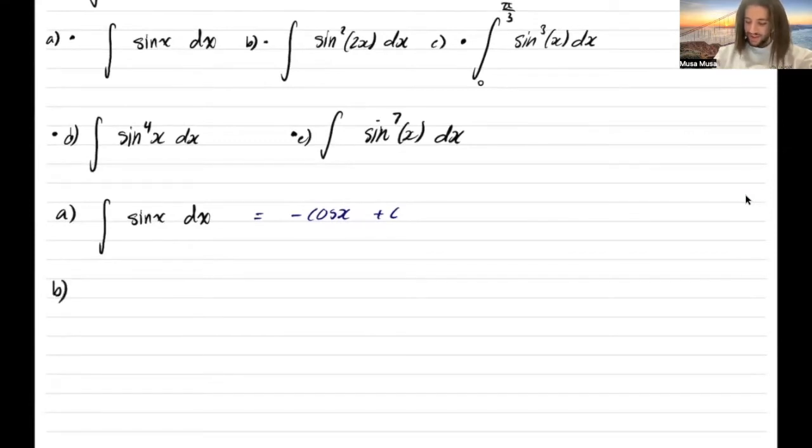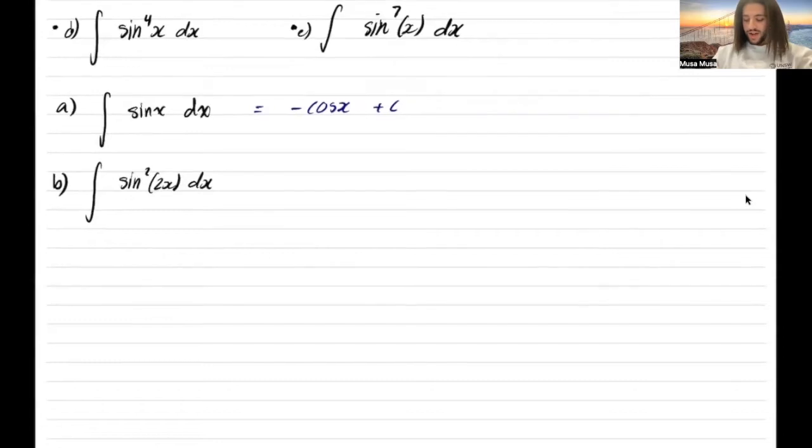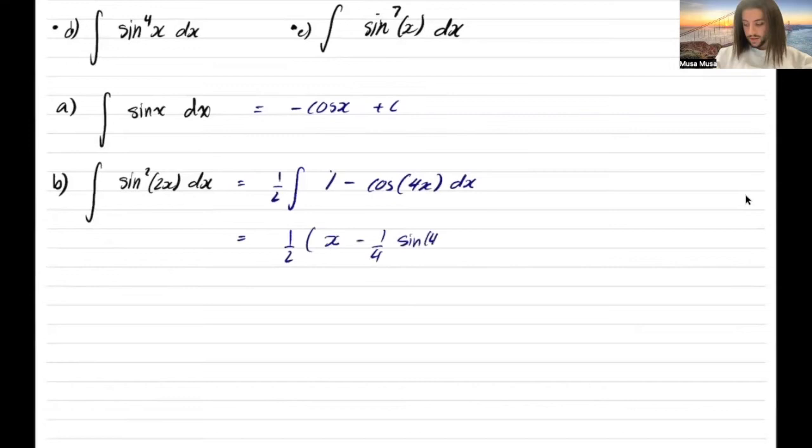Okay, B, sine squared of 2x. This is where you have to use the rule on your reference sheet. This becomes the integral of, I'll put the half at the front, 1 minus cos of double that angle, so 4x dx. And then this becomes a half of x minus a quarter of sine of 4x plus c. So x on 2 minus an 8th of sine of 4x plus c. Beautiful.